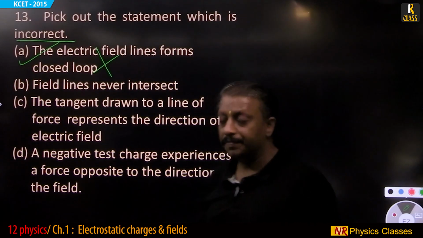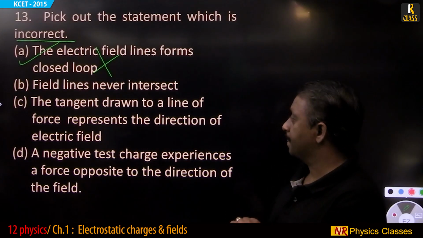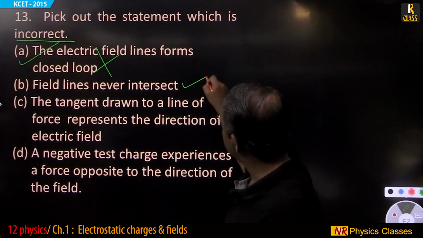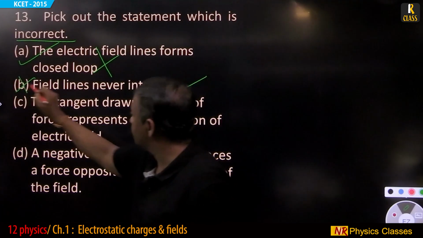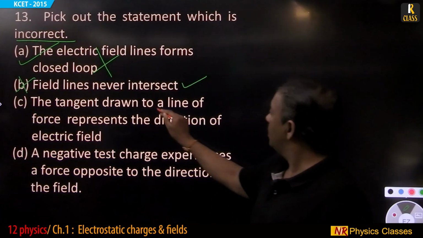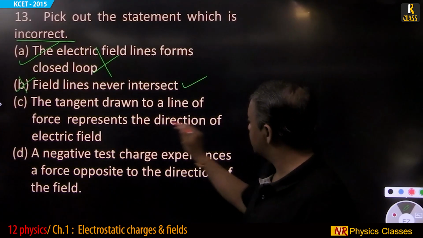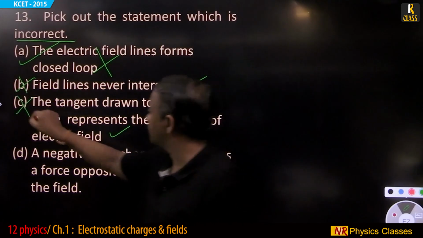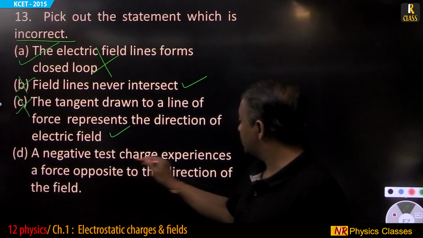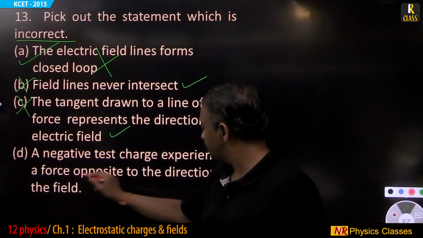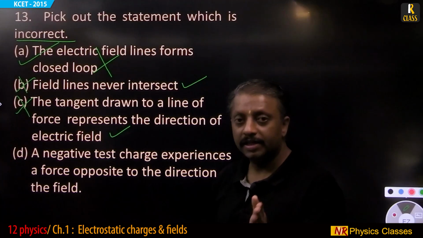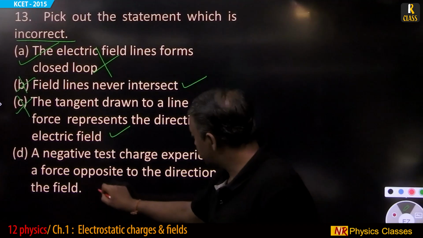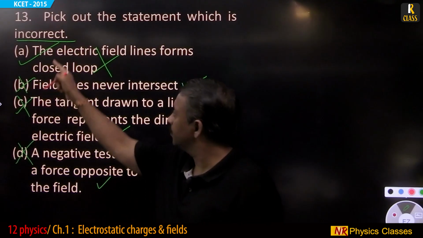Since it is practice session, let us check other options. Field lines never intersect. Statement is correct. Therefore, we don't want. The tangent drawn to the line of force represents the direction of electric field. True. Statement is true. We don't want. A negative test charge experiences a force opposite to the direction of electric field. Negative charge opposite. Positive charge in the direction of the field. Correct statement. We don't want. A.